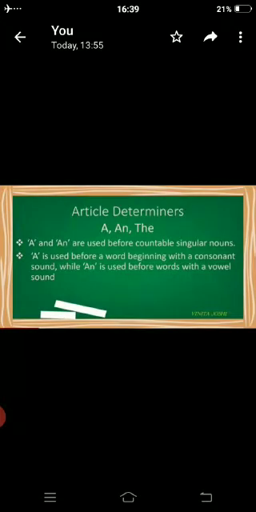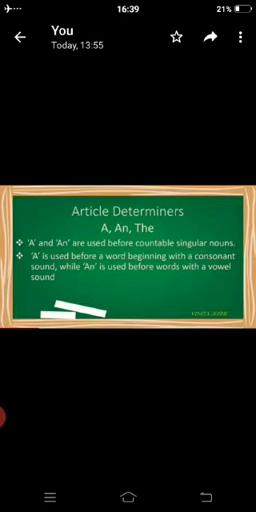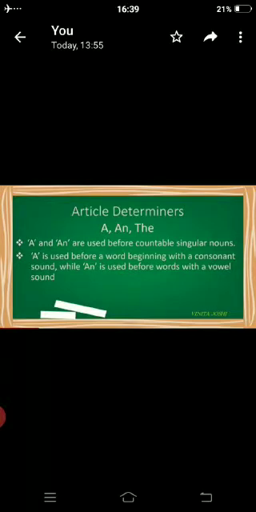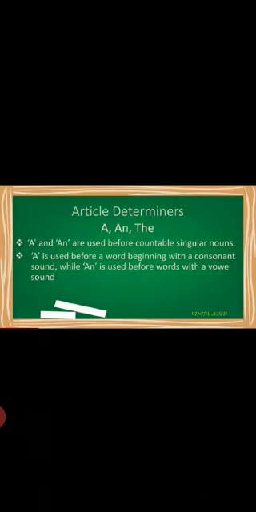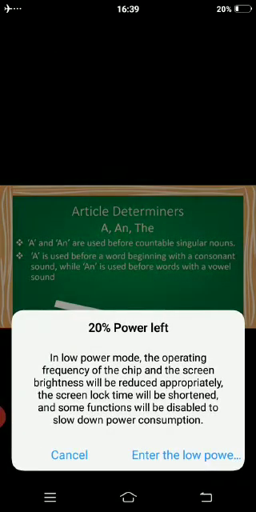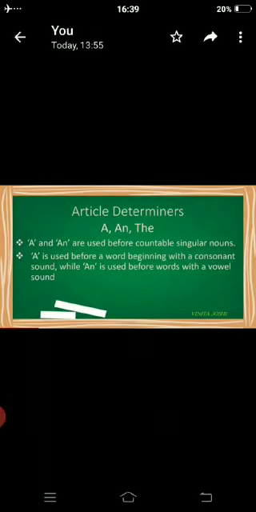So let us first of all see what the article determiner is. As everybody knows, A and AN are used before countable singular nouns, and A and AN are indefinite articles also. So we are to use A before a word beginning with a consonant sound, while AN is used before which words? Before words giving a vowel sound.